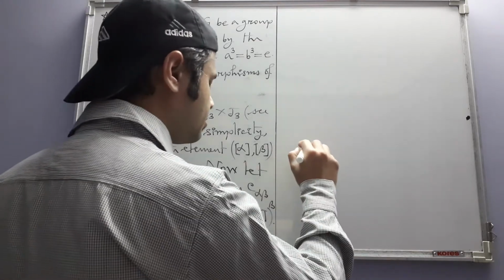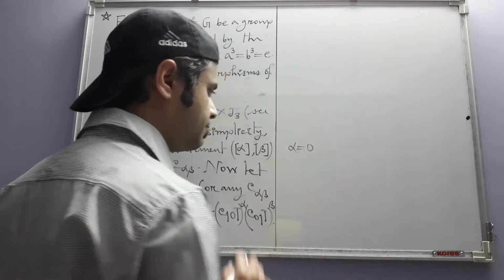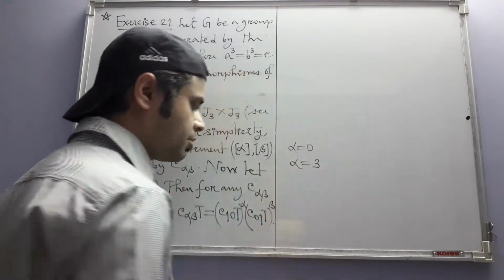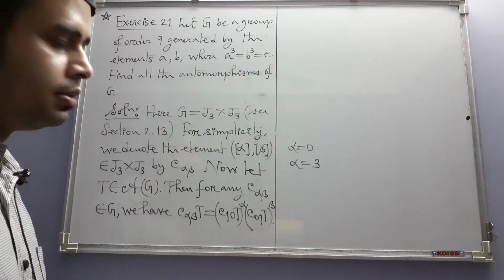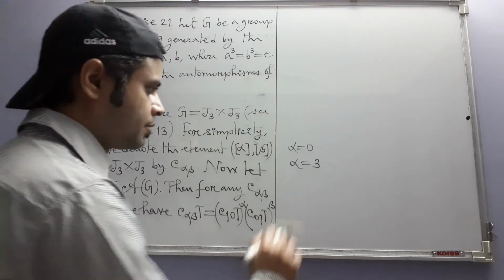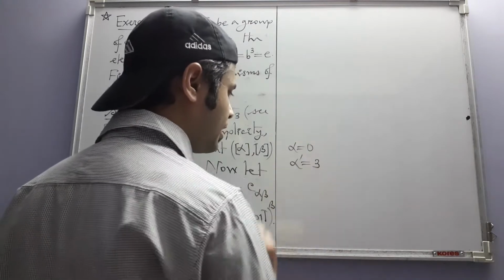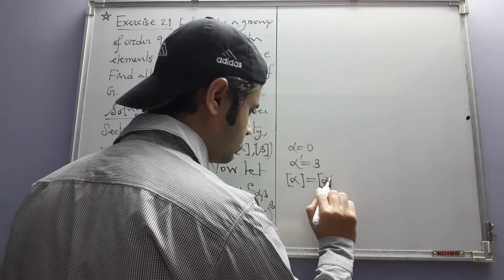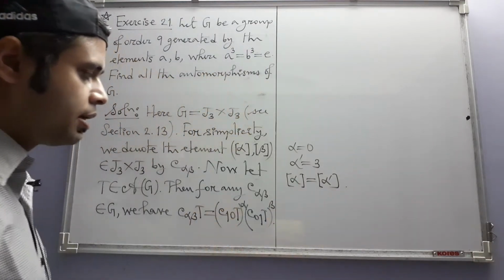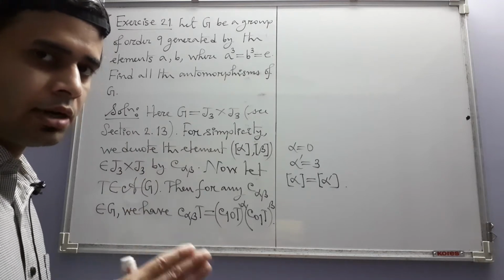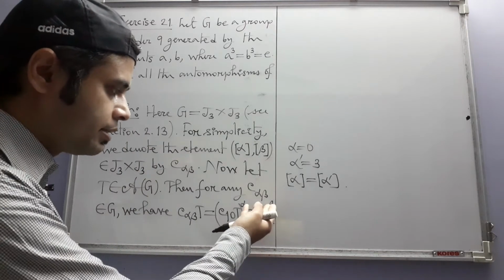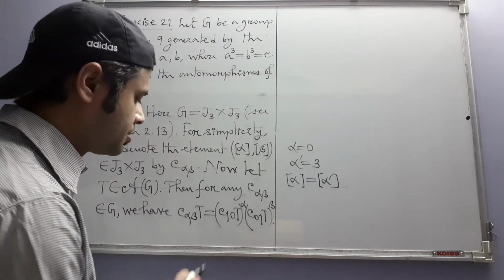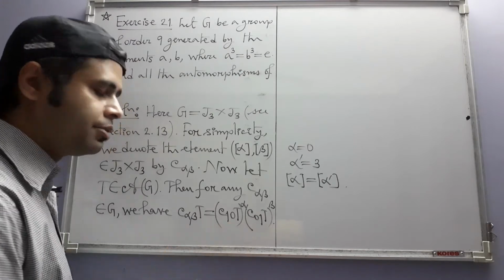You see, if you take alpha equal to 0, again there is no point in considering alpha equal to 3, because all multiples of 3 are the same. These two, say alpha and alpha prime, give you the same congruence class. So it's enough to consider only 3 values of alpha: 0, 1 and 2. Just like that, only 3 values of beta need to be considered to take into account all the possibilities. So there are only 9 possibilities.